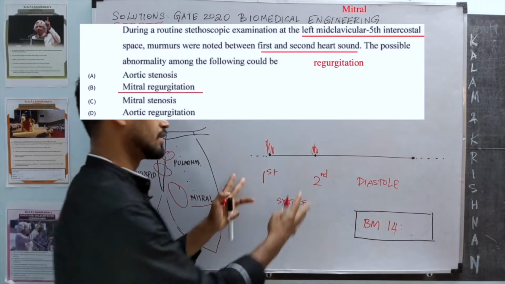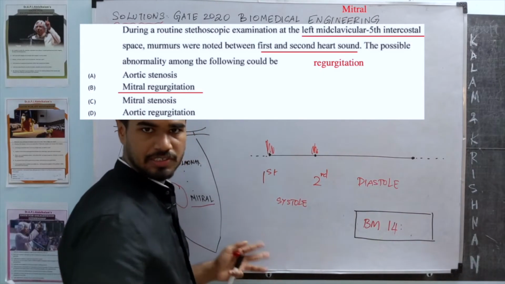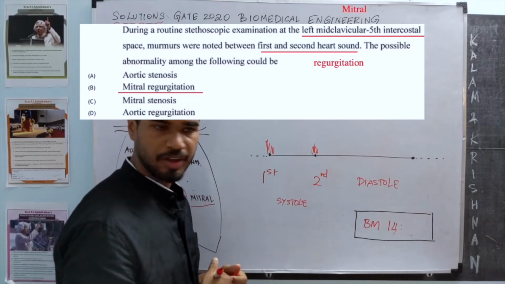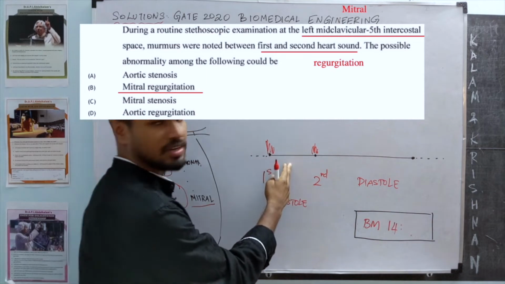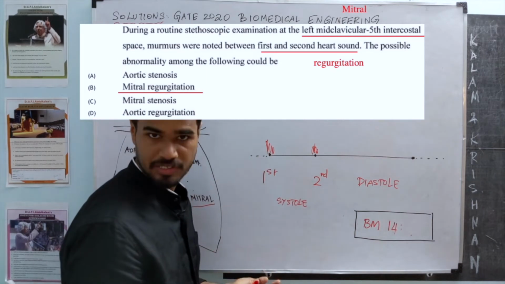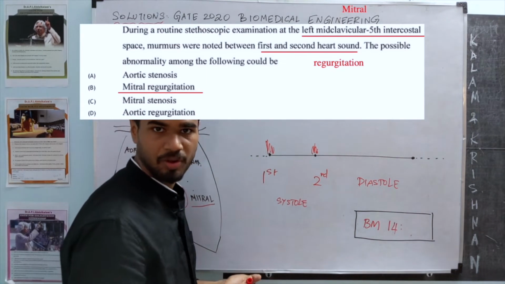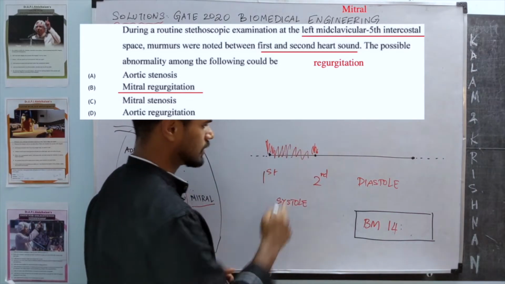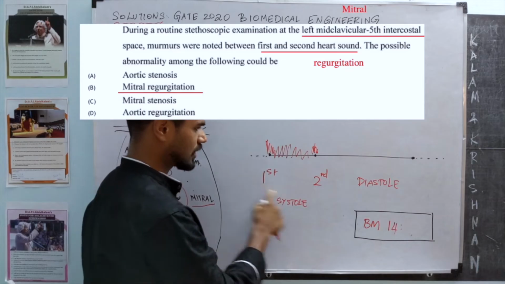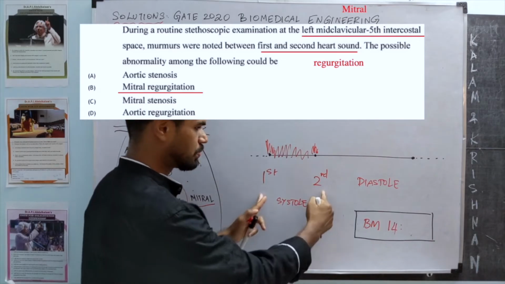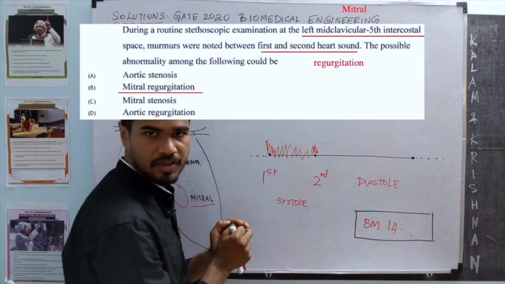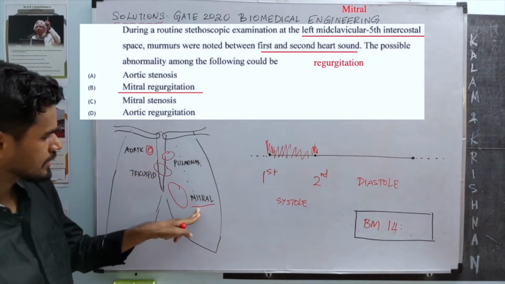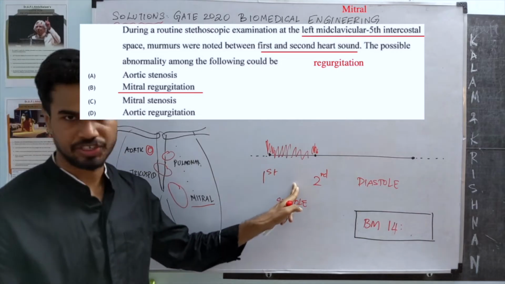And mitral regurgitation, essentially the heart tries very hard to pump blood into the whole body through the aorta, but it ends up in the atrium itself, right? It goes back into the atrium, all that hard work. So that is usually heard between the first sound and the second sound, which marks the systole, okay? So based on the information given, it's mitral regurgitation.